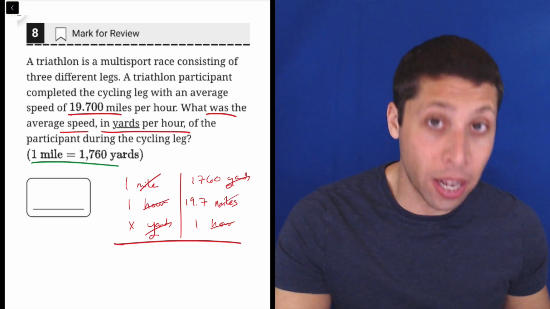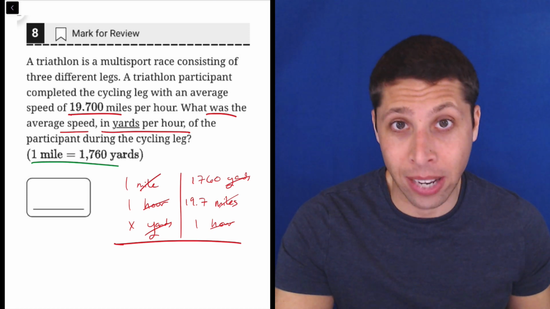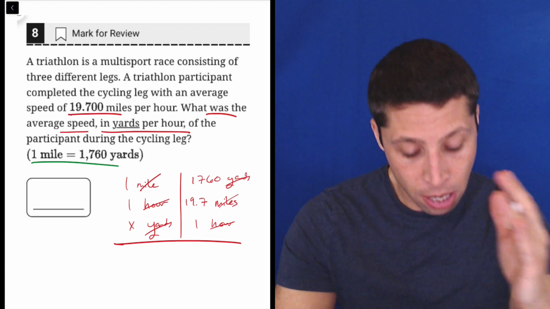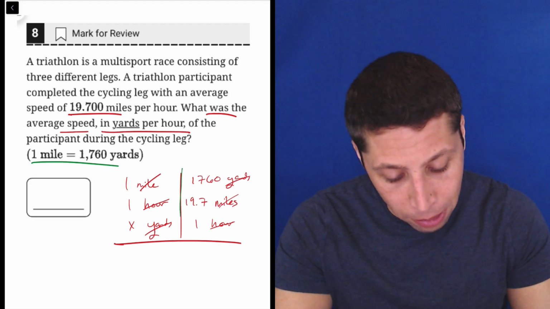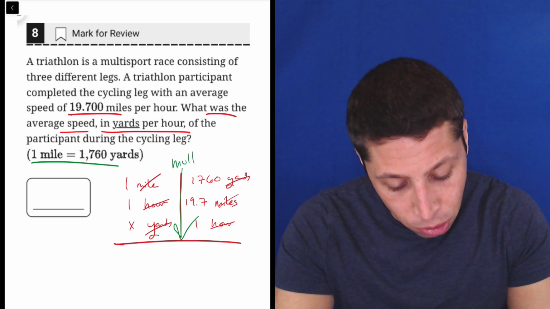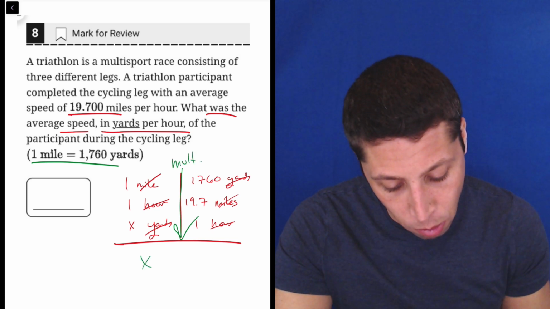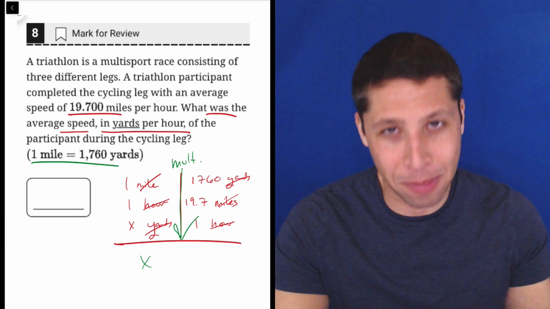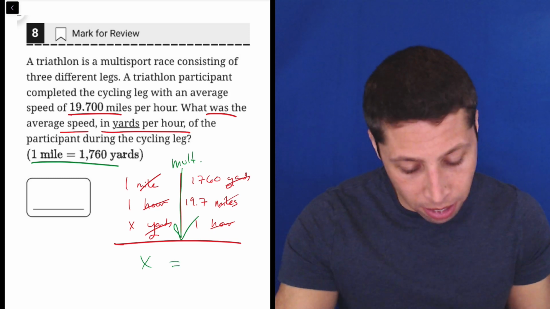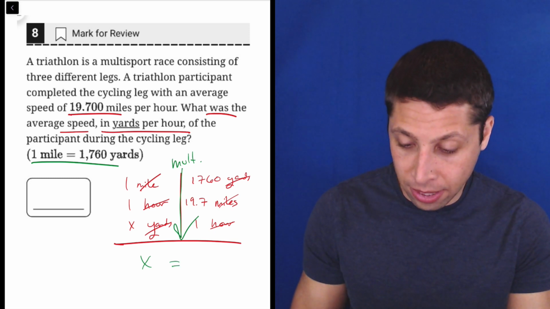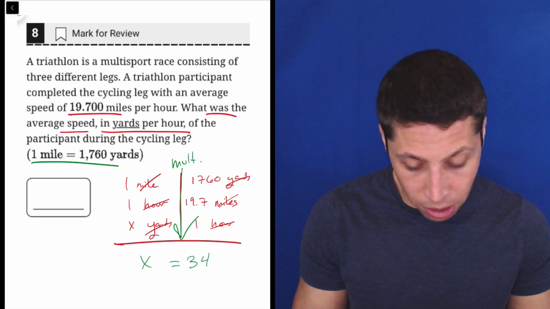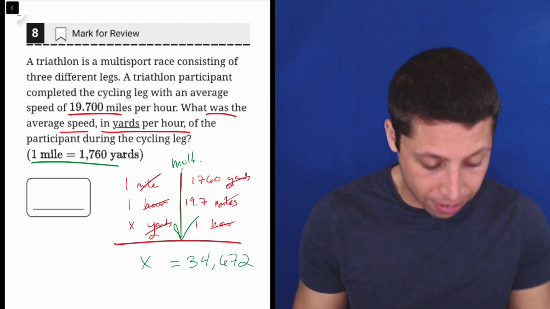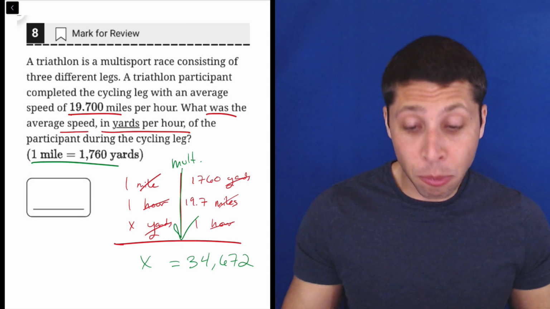But we know we're done now because all the units have canceled out, right? We've got miles on the left and the right, yards on the left and the right, hours on the left and the right. So now all we do is we multiply down the columns. So 1 times 1 times X is X. And then on the right side, we have 1,760 times 9.7, which is 17,072.